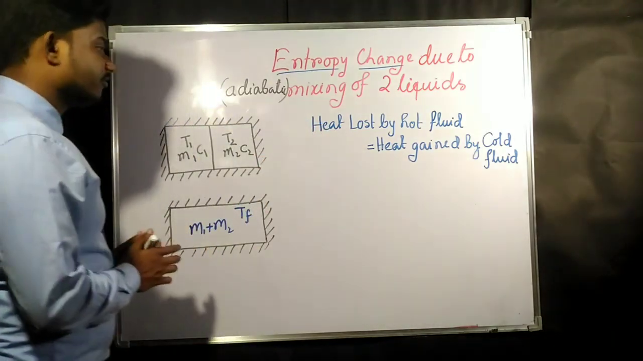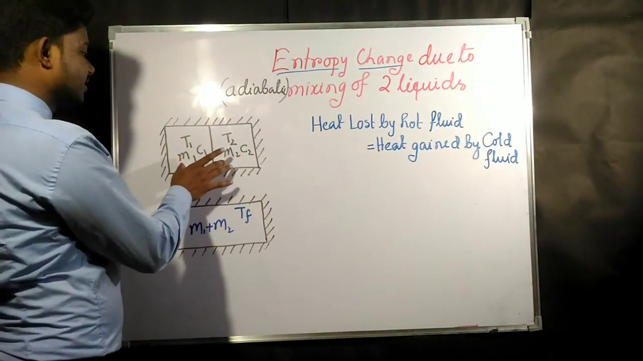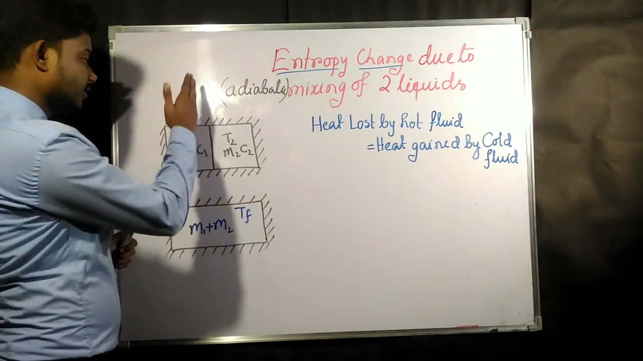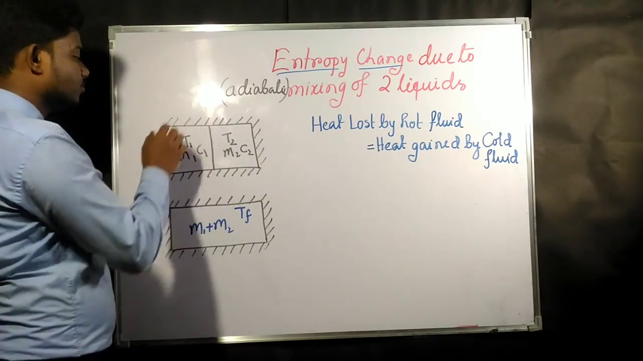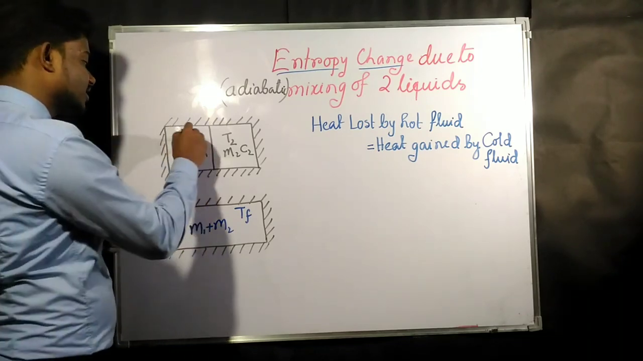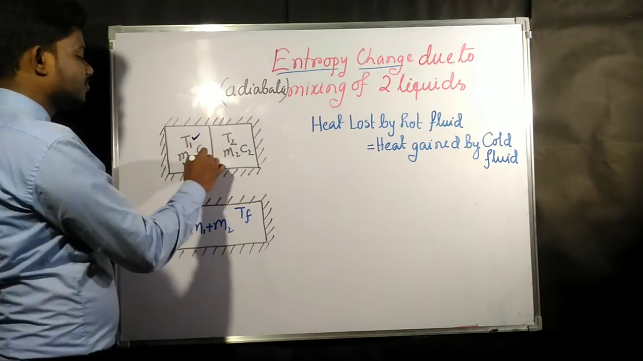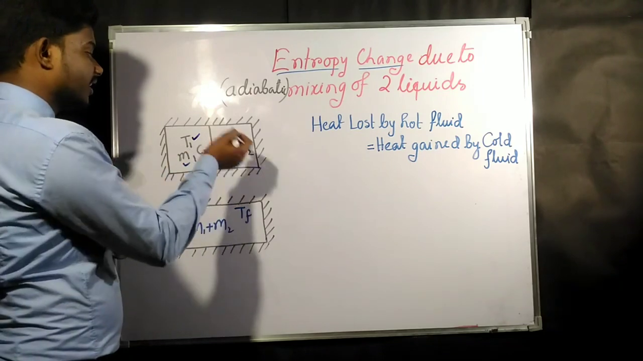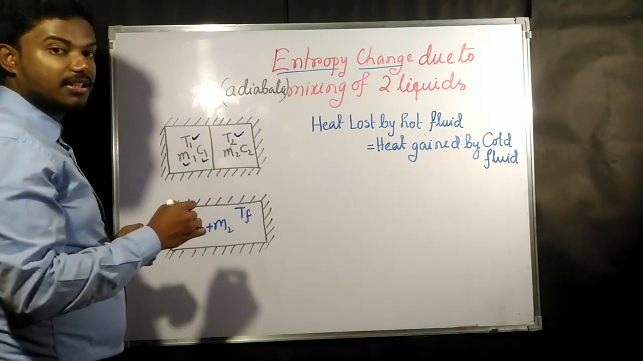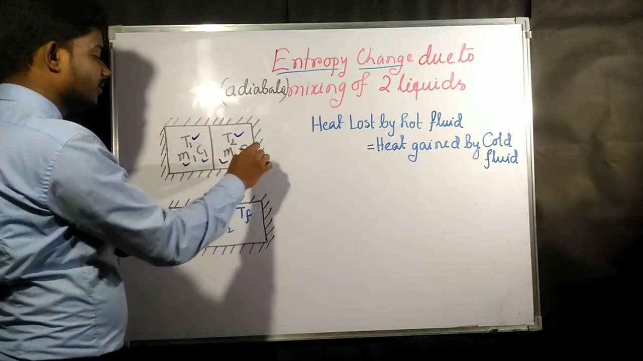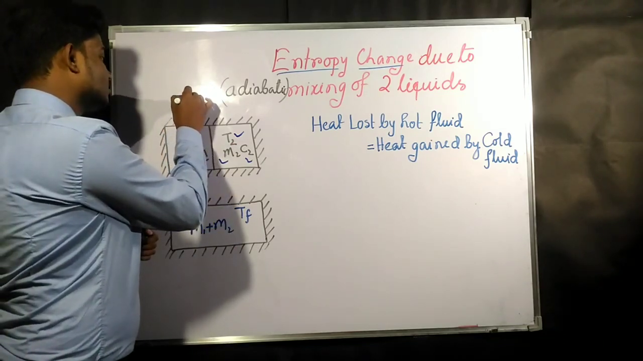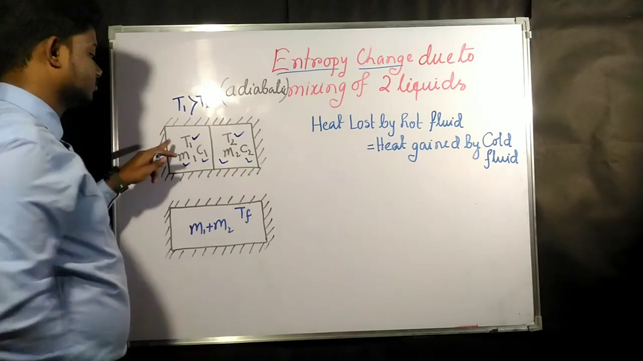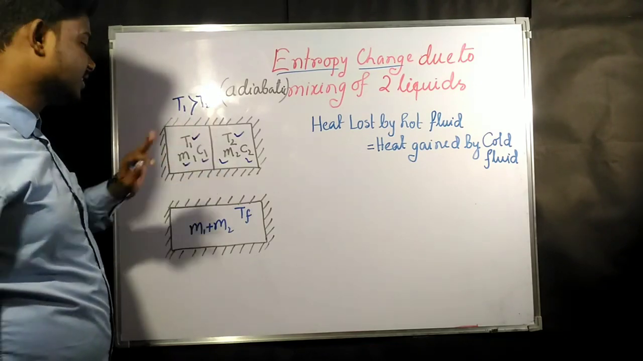First of all, let us take that there is a chamber and we have divided that chamber in two parts. On one side there is one fluid with temperature T1, mass M1 and specific heat C1. In the other chamber it has temperature T2, mass M2 and specific heat C2. Let us suppose T1 is greater than T2.